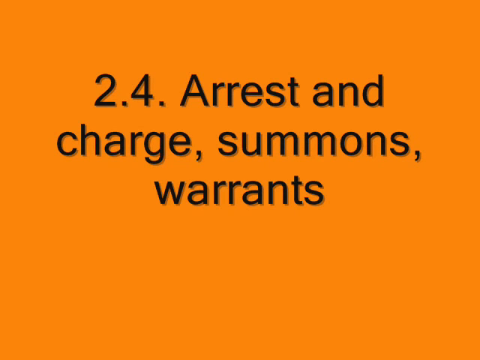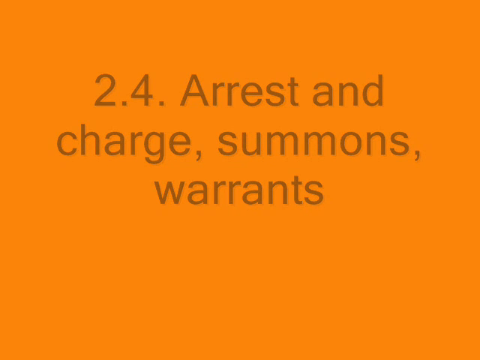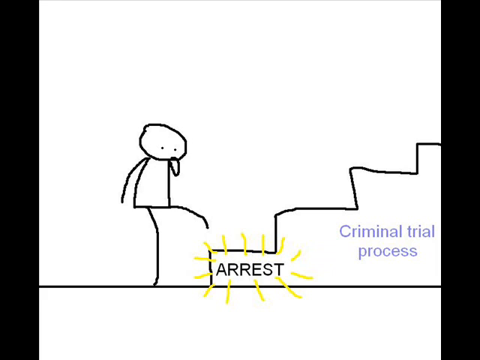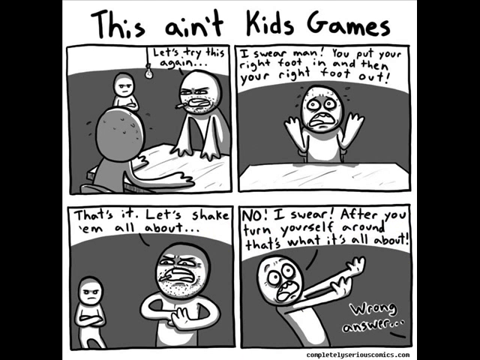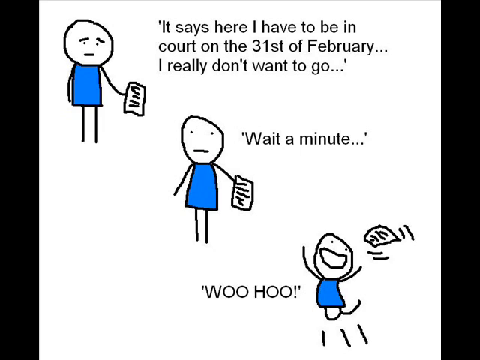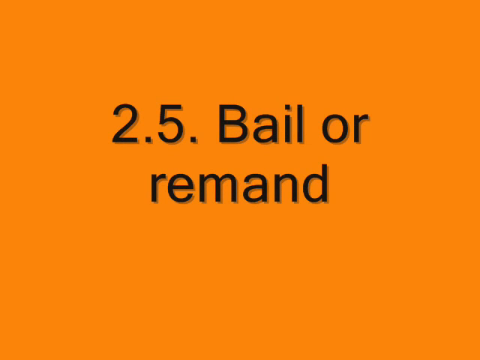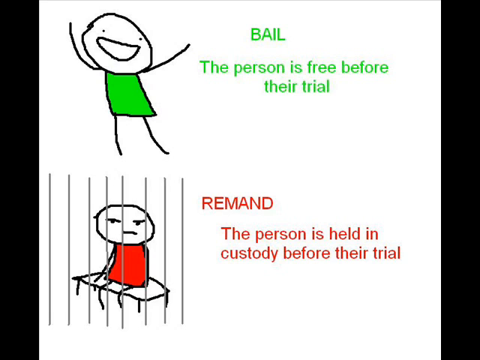Arrest and charge, summons, warrants. Arrest is one of the most important steps in the criminal trial process. Charge: after detaining a suspect for a certain amount of time, police must charge or release the suspect. Summons is a legal document stating when a person has to be in court. And we've already been over warrants, so I don't need to repeat that. Bail or remand. Bail is the decision to let the person free before their trial, and remand keeps a person in custody until their trial.